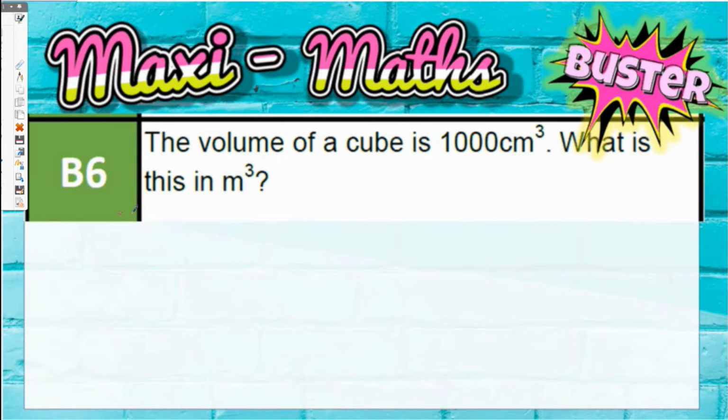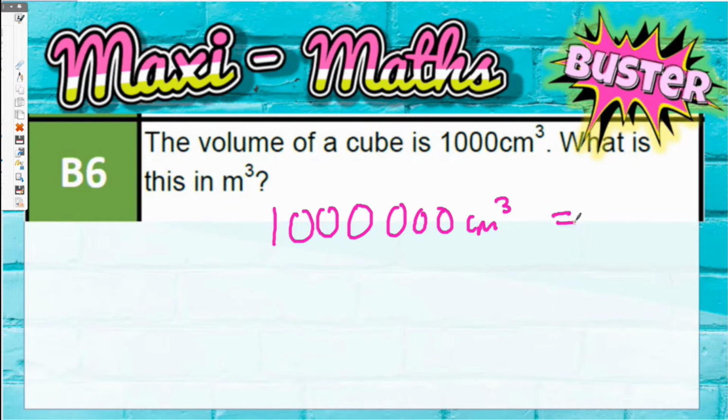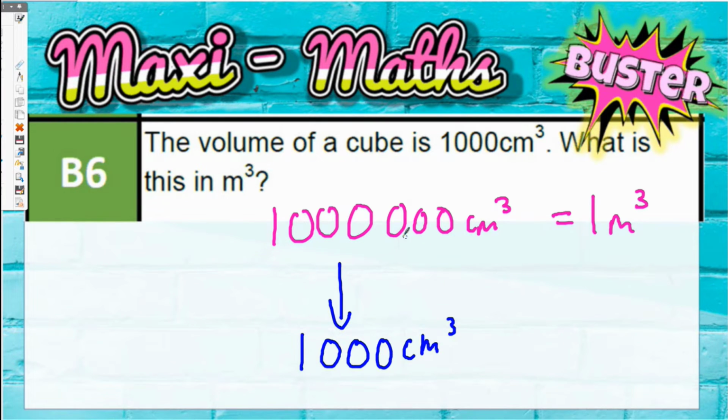So let's just write that a bit more clearly, so that we're saying that there's 1,000,000 centimetres cubed in 1 metre cubed. But we're trying to see how we get to 1,000 centimetres cubed. So we're going from 1,000,000 centimetres cubed to 1,000 centimetres cubed. To get from 1,000,000 to 1,000, we would actually divide. We're making it 1,000 times smaller. 1,000 times smaller than 1,000,000 is 1,000, and that's where we're trying to get to. So 1,000,000 divided by 1,000 centimetres cubed will give us 1,000 centimetres cubed.